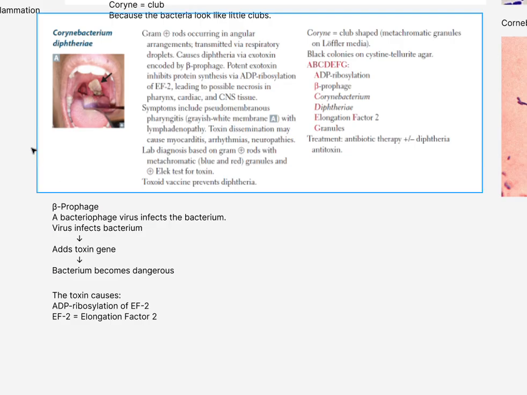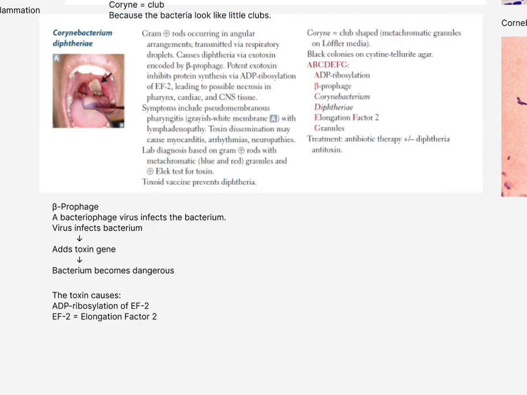is for granules. Diseases caused: it basically affects the throat, heart, and nervous system. The bacteria basically colonize the throat, the toxin kills the local cells, dead tissue accumulates, a large membrane forms, and airway obstruction may occur.